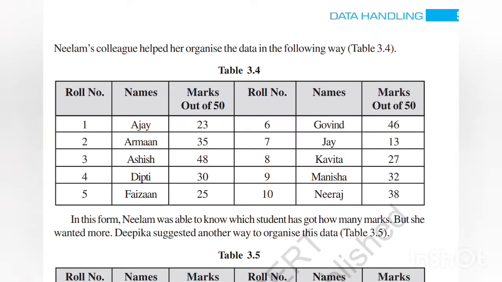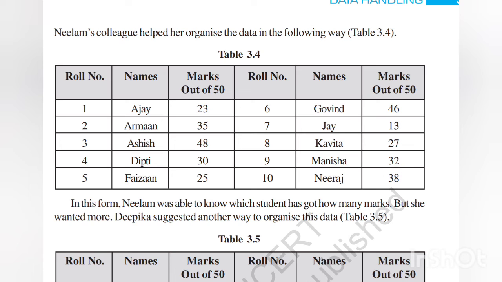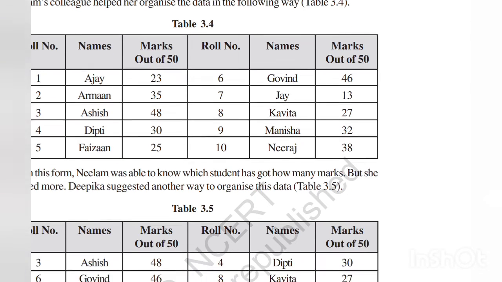Now you can see that here in table number 3.4 some roll numbers are given in increasing order. According to that, names are given, and according to that, marks are given. Again, roll numbers 1 to 10 are given, names are given, and marks out of 50 are given.